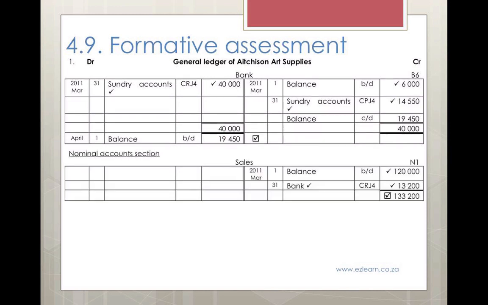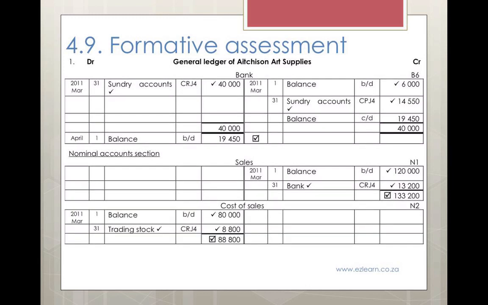The sales account has a credit balance of 120,000 as it's an income account that increases equity. You would have posted the column from the cash receipts journal. The contra account is bank, tick, and the amount of 13,200, tick. Your subtotal is a method mark and should be 133,200.